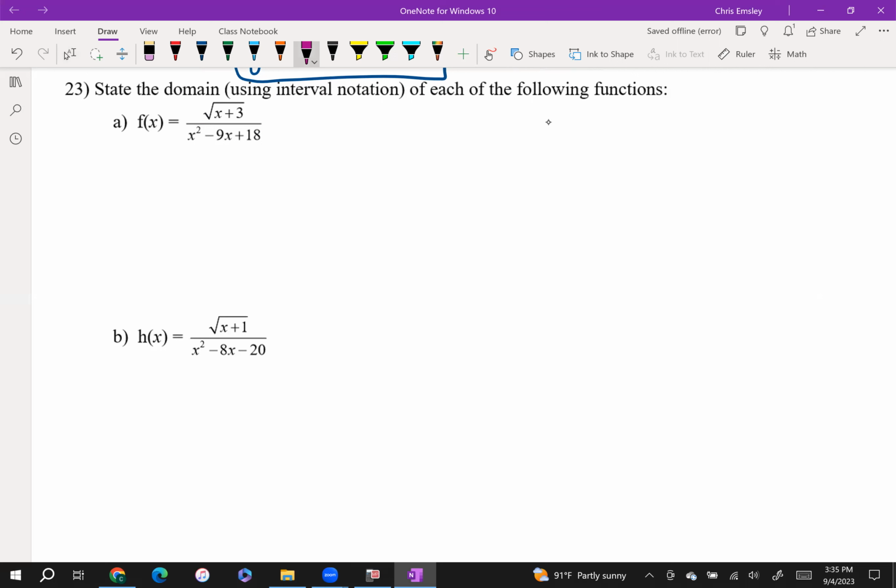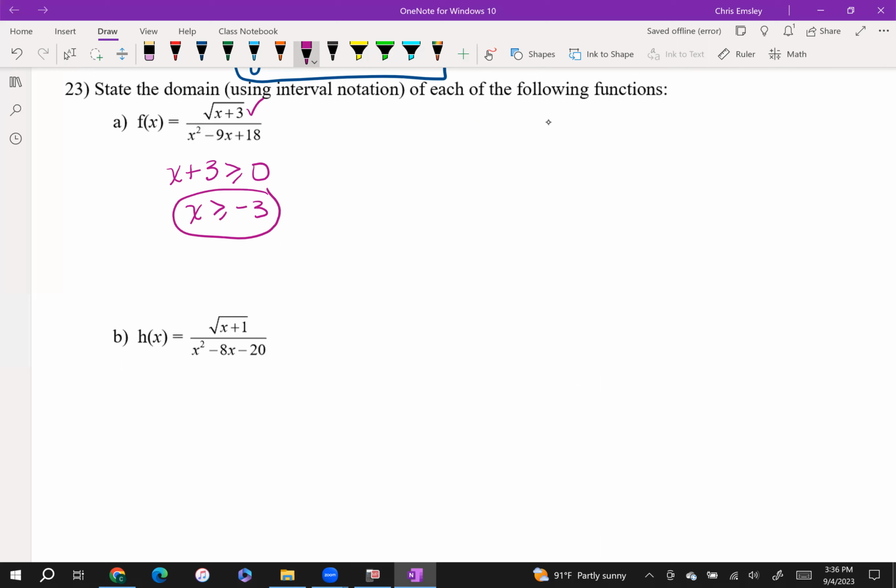So for part A, we have both of those things going on. We have an even radical on the top, and we have a denominator. So for that even radical, we have to make sure that whatever is under the radical is not a negative number, so it's got to be greater than or equal to 0. So one part of our domain for part A is going to be that x has to be greater than or equal to -3. That takes care of our numerator, or that even radical.